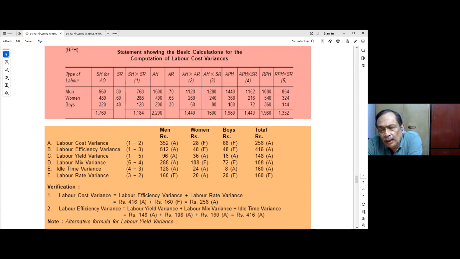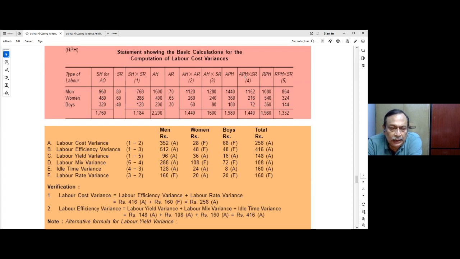Remember, for idle time, the workers are paid wages, but no production is actually made. Hence, this idle time variance is always adverse.